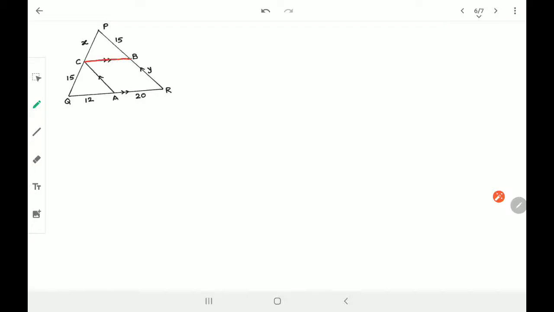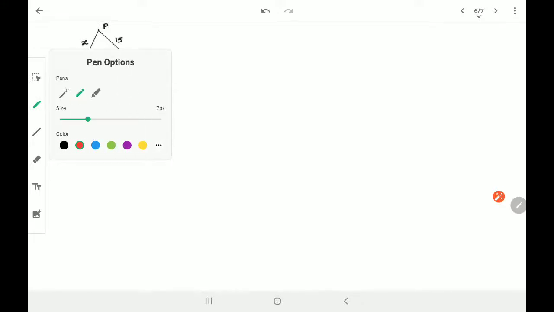So here is CB parallel to QR. Using only this, is it possible for you to write a BPT?